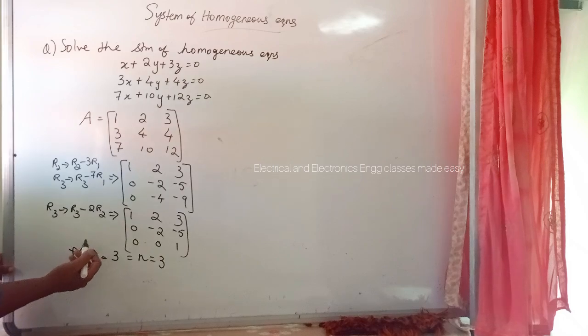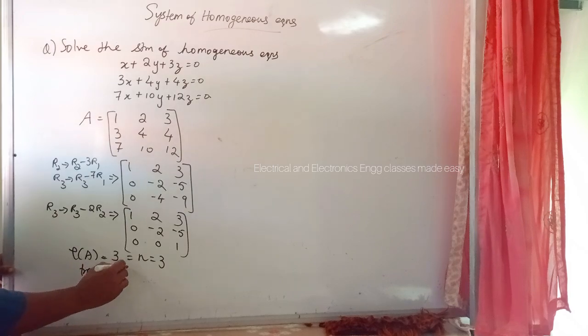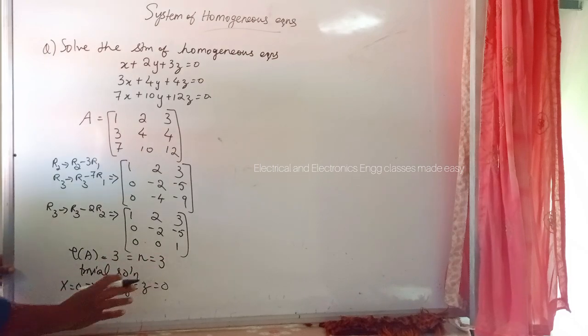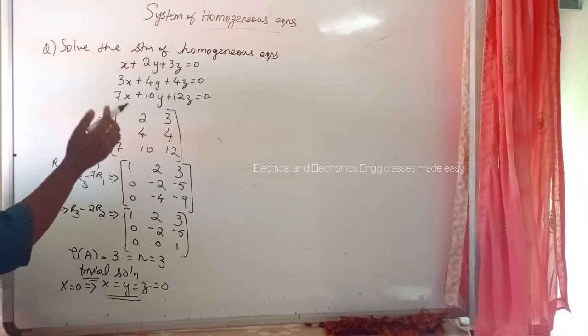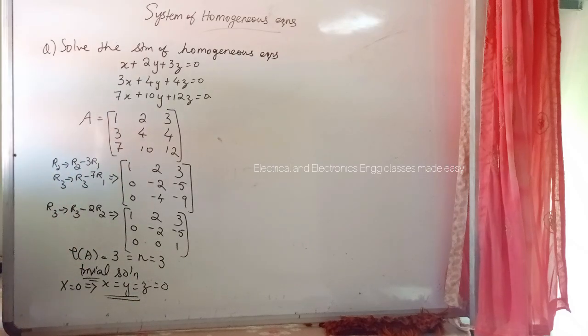So if the rank of A is equal to the number of unknowns, then the system has trivial solution. That means here x equal to y equal to z equal to 0. That is the trivial solution. So this is the solution of this system of equations.